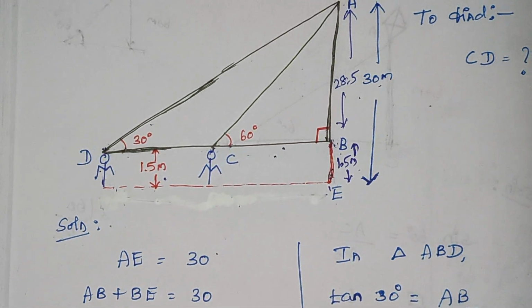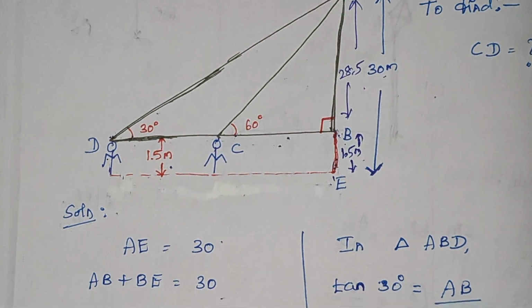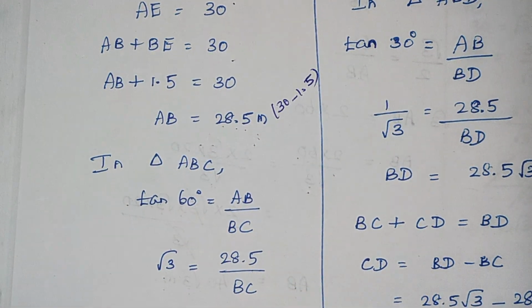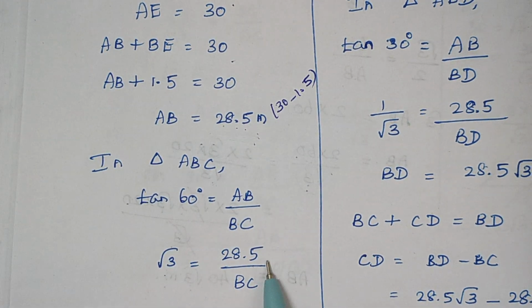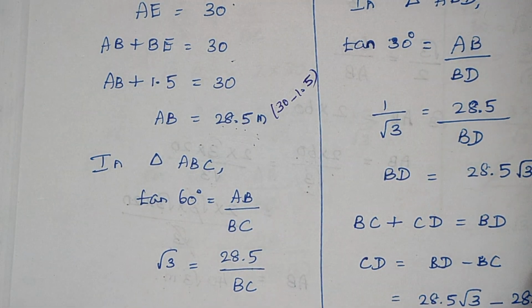So here you see tan 60 degrees is equal to AB by BC. Tan 60 is nothing but root 3, and the value of AB is 28.5, which we have just calculated. So from this, find the value of BC.